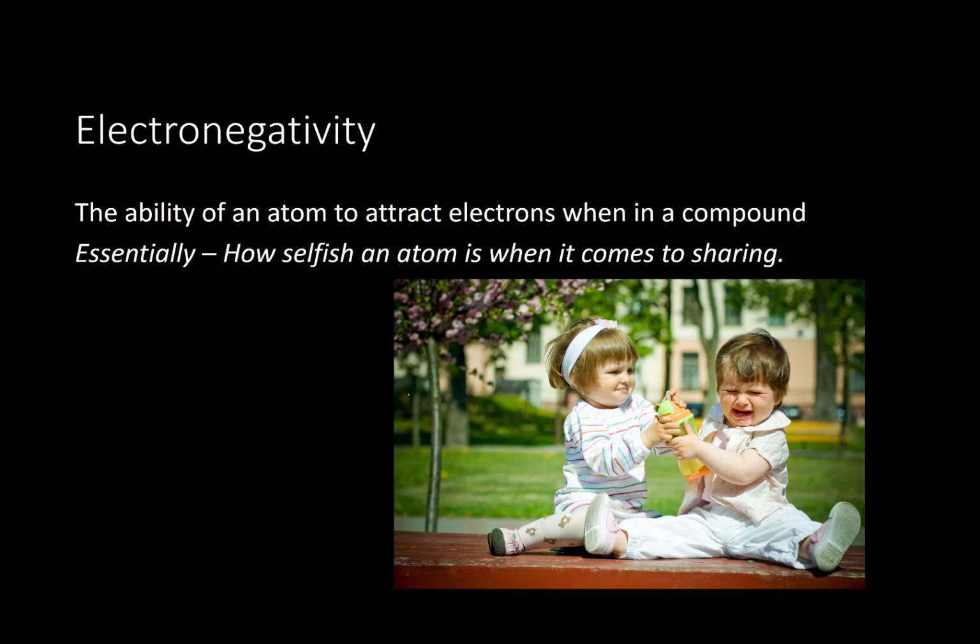Here is kind of a definition. Electronegativity is the ability of an atom to attract electrons when in a compound. Here's the key here: we are talking about when the atom is in a compound. So you want to think about this. I think this picture here really sums this up well. If this bottle represents an electron, you would have these two atoms.